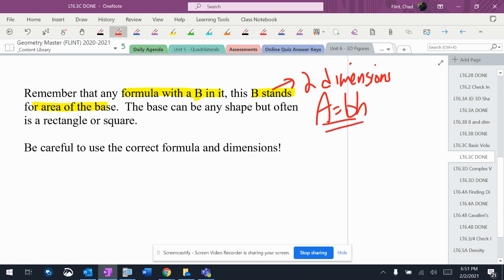So it normally means you have to do a little bit of math to get the capital B. Remember, capital B, area of the base. Little b, base length, base side. We've got to keep that straight.